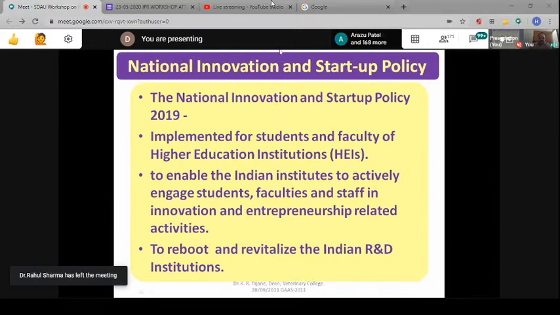Then the national innovations and startup policy was also laid down in 2019. Our speaker, Saurabh Dave, is the Dean of Startup and Innovation at Ganpat University. He will discuss these innovation and startup policies in depth, along with technology transfer, in coming time. So I will skip this part.